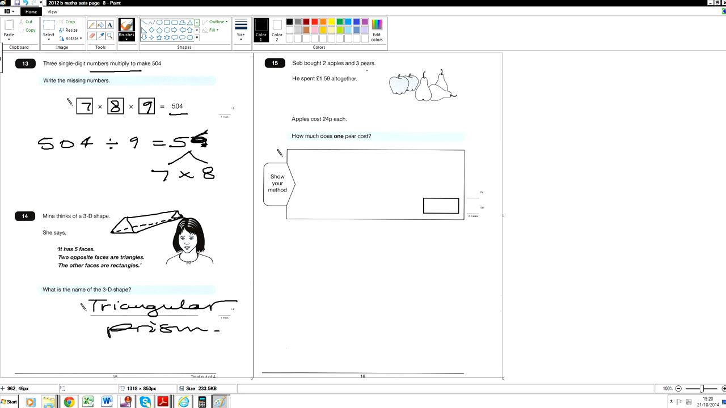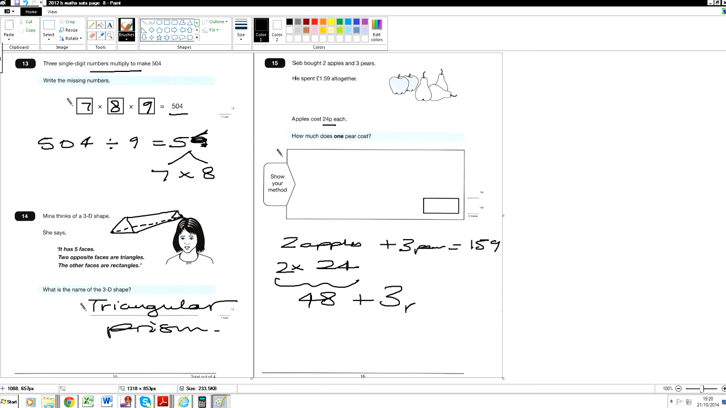Right, Seb bought 2 apples and 3 pears. He spent £1.59 altogether. Apples cost 24p each. So let's have a look at this calculation. 2 apples, 48, add 3 pears, is equal to 159 pence. So 2 times 24 is 48. 48 add 3 lots of the pears is equal to 159.